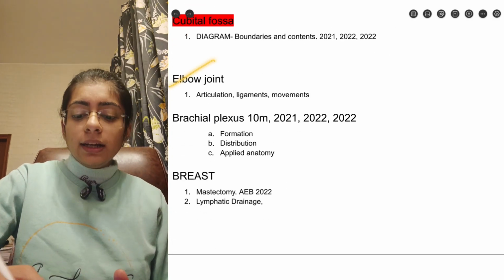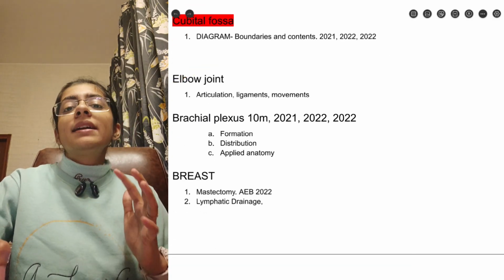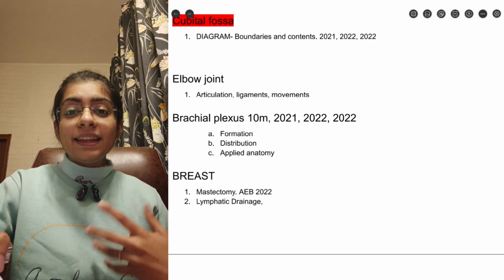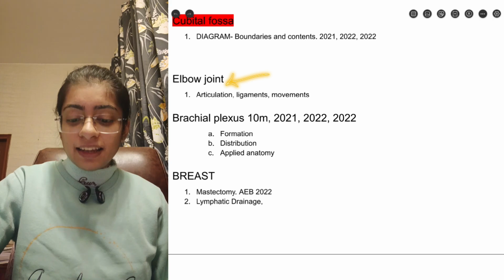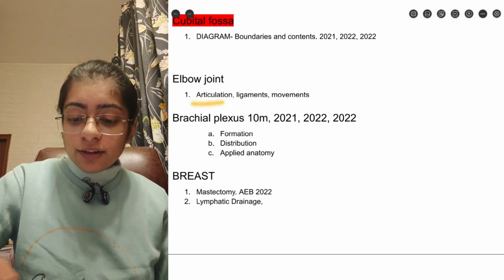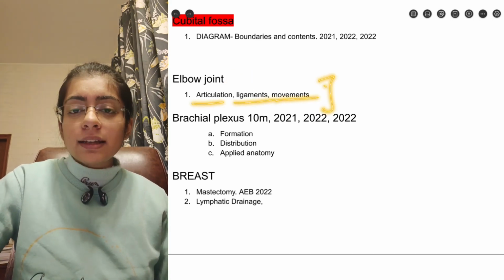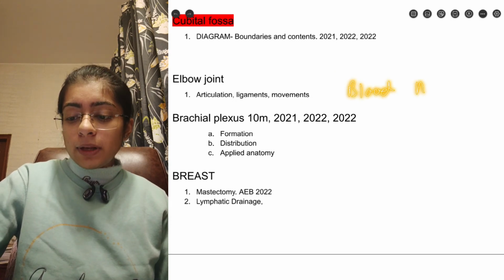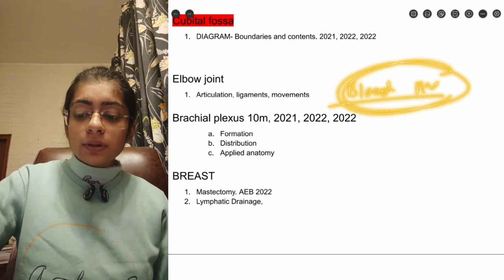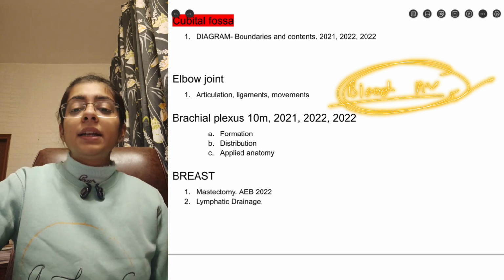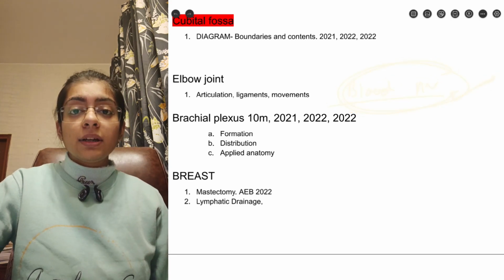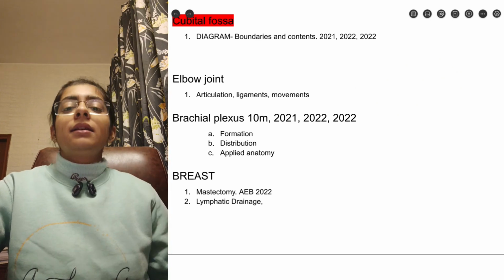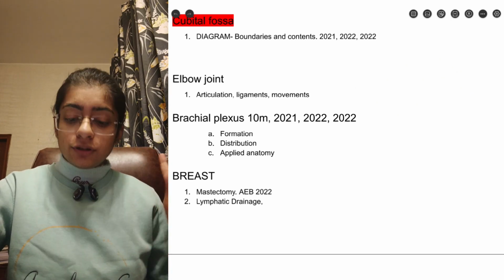Next is elbow joint. This is less asked, but if an examiner wants to put something very extraordinary in the exam, then he or she can. Then articulation, ligaments, movements, these are the three things, and blood and nerve supply as well. This is universal. It can also come in enumerate. It can also come in viva. Blood and nerve supply of any organ, any joint, anything, right? So it can come in viva for sure.